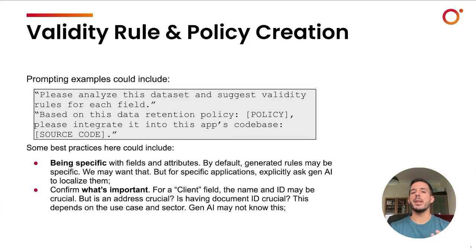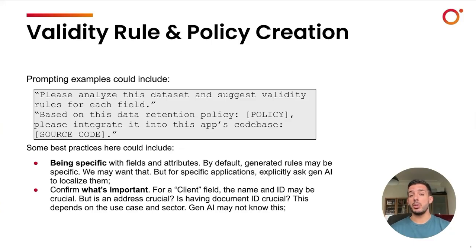And then confirming what is important. As we said, it's a variation of the previous one. For example, if you have a client field or a client entity, the name and the ID may be crucial. But is the customer address crucial? It depends, right? If you're doing email marketing, maybe not at all. If you're doing mail marketing, then it's crucial, right? It depends on the use case.